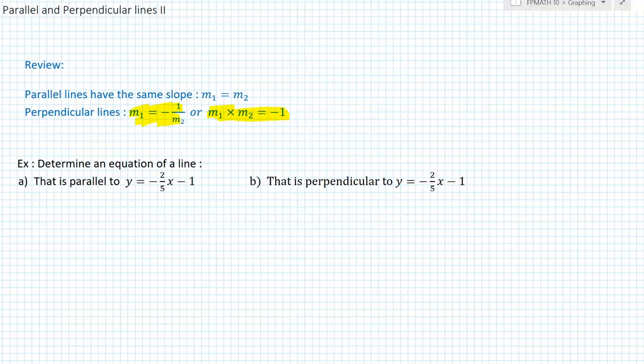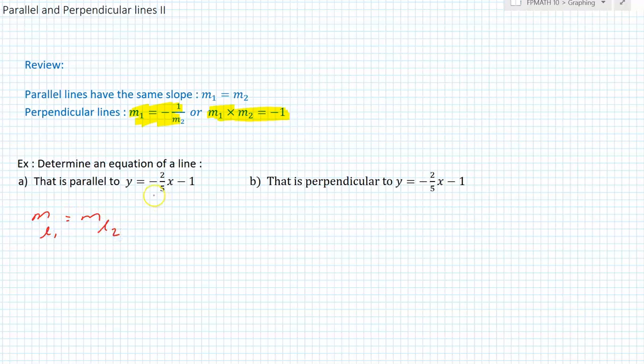So here is a given equation for you: y equals -2/5 x minus 1. The first thing is that we need to come up with the equation of a line that is parallel to it. And I did say an equation because in terms of parallel, there could be infinitely many of them. The slopes of the two lines, m1 and m2, must be equal.